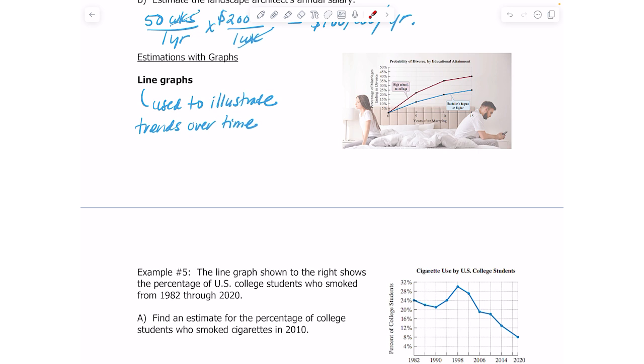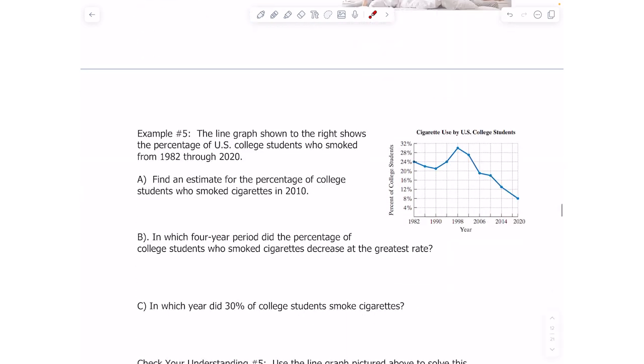Now, does that mean that higher education will result in lower divorce rates? No, we can't say cause and effect here, but we can certainly see that there is a relationship between the highest degree that a couple has and the probability of their relationship ending in divorce. Okay, there's factors that may affect that.